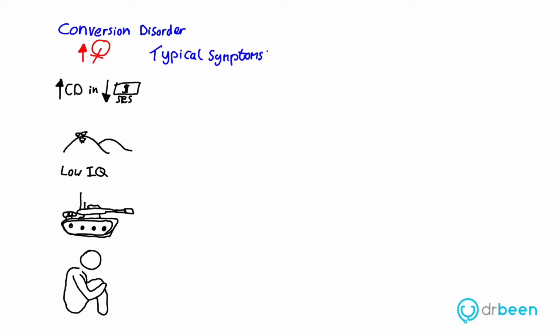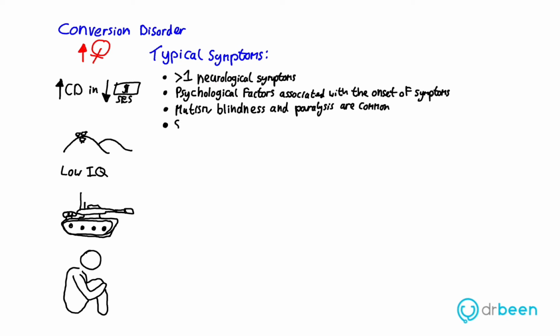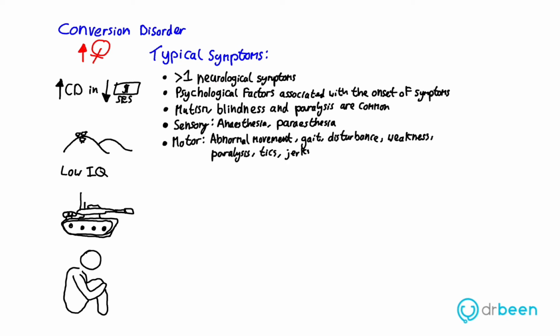Typical presenting symptoms may be the following: one or more neurological symptoms which affects voluntary or sensory functioning, must have psychological factors associated with the onset or exacerbation of the symptoms. Mutism, blindness, and paralysis are the most common symptoms. When it affects the sensory system, you may get anesthesia or paraesthesia, so it basically means numbness or tingling. When it affects the motor system, you can get abnormal movements, gait disturbances, weakness, paralysis, tics, jerks. Patients may model their behaviour on someone who is important to them.